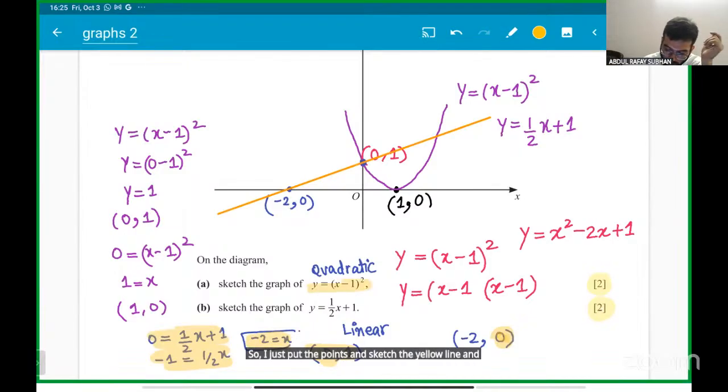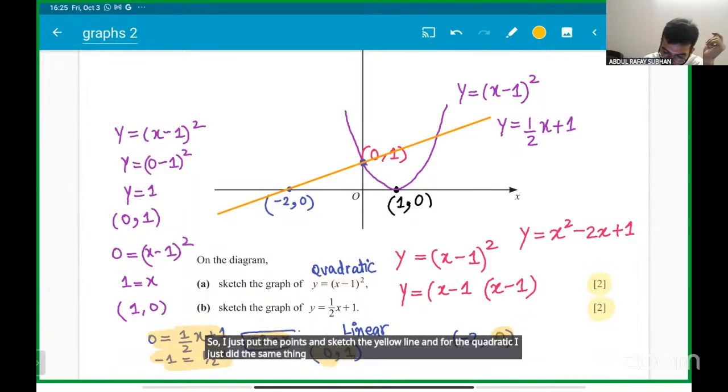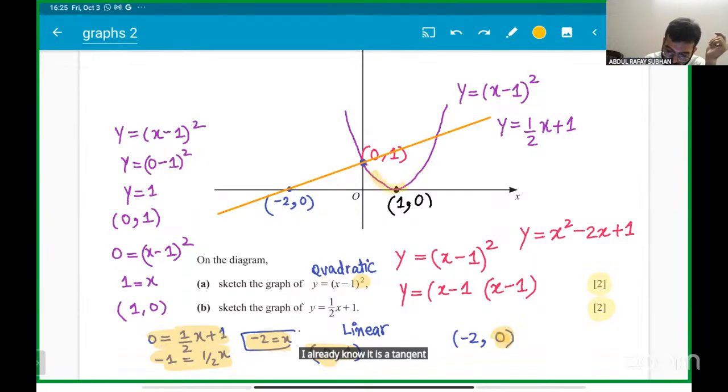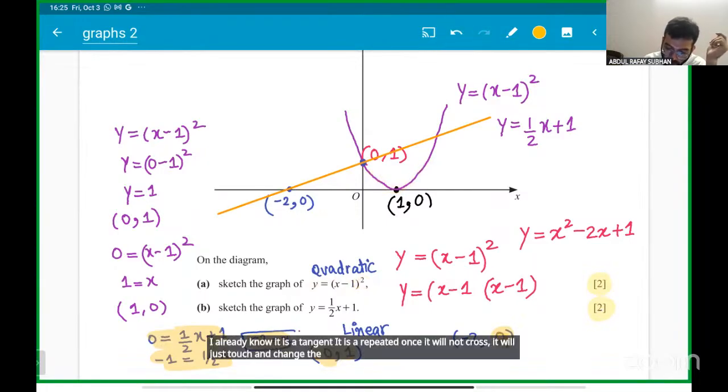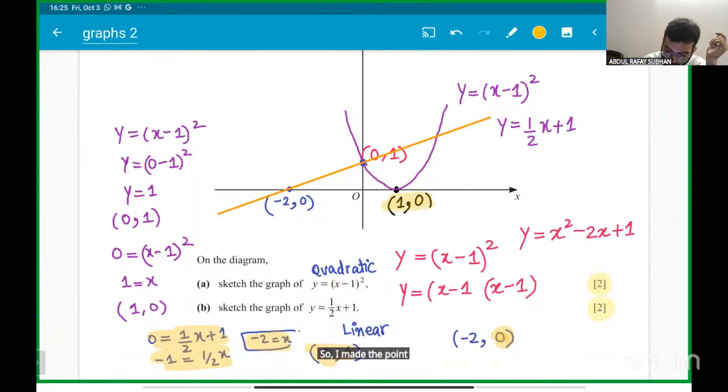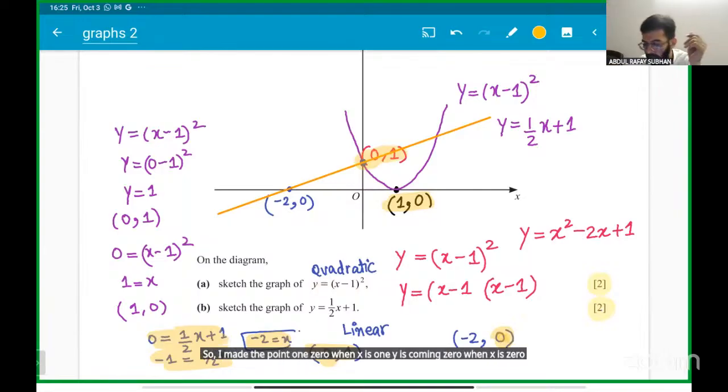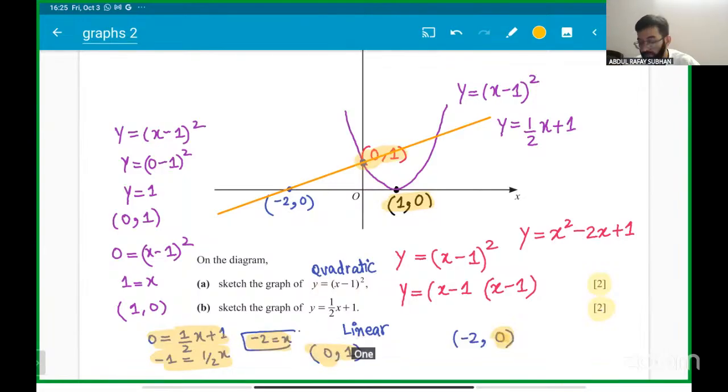And for the quadratic, I just did the same thing as well. I already know it's a tangent, it's a repeated root, so it will not cross. It will just touch and change direction again. So I made the point 1 comma 0, when x is 1, y is 0. When x is 0, y will be 1. Got the point? Is it clear? Understood?